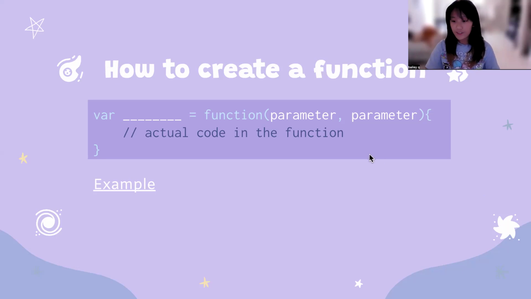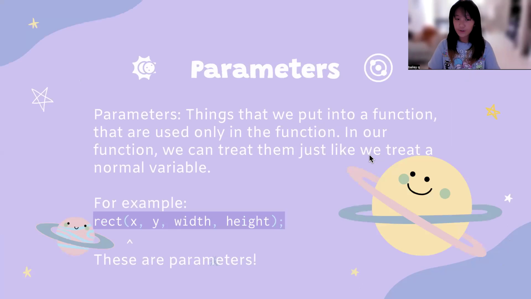So let's actually get into an example for what parameters are. These are things that we put into a function. So our inputs, they are only used inside of the function. So whatever parameters you call on cannot be called outside of the function curly brackets. In our function, we treat them just like we treat a normal variable. For example, inside of my rect function, I have x, y, width, and height. And if I were to actually draw out what a rectangle function would look like, if I was declaring my own, I could say var rect equals function x, y, w, h.